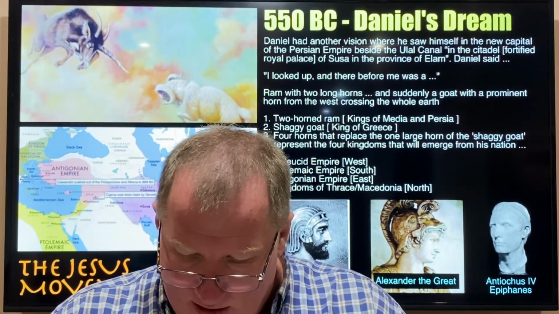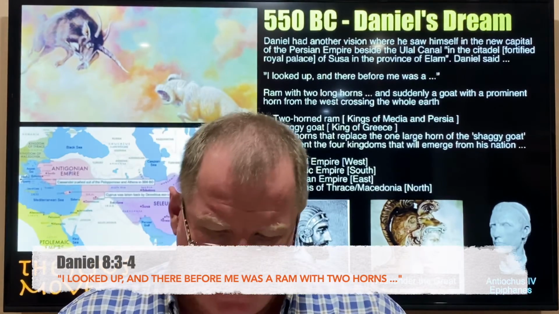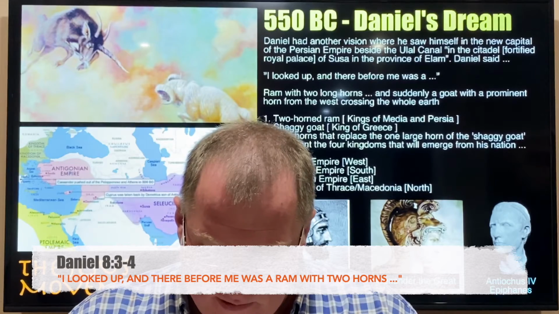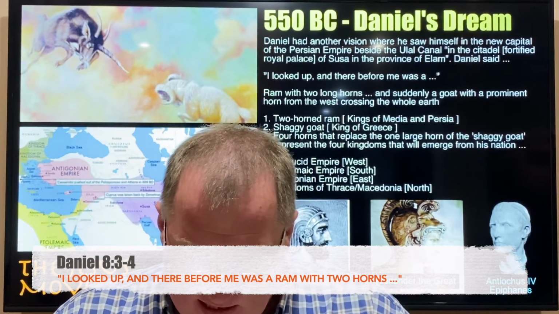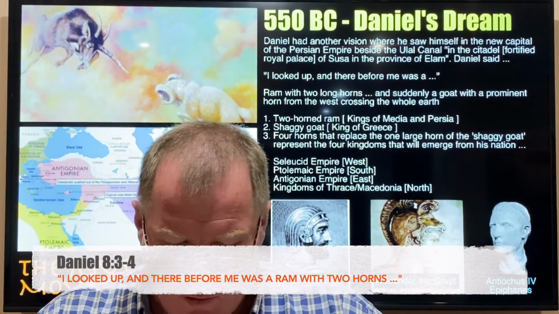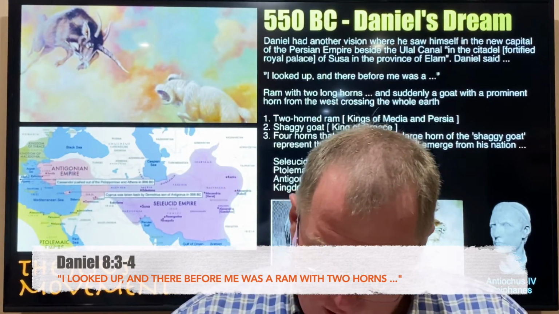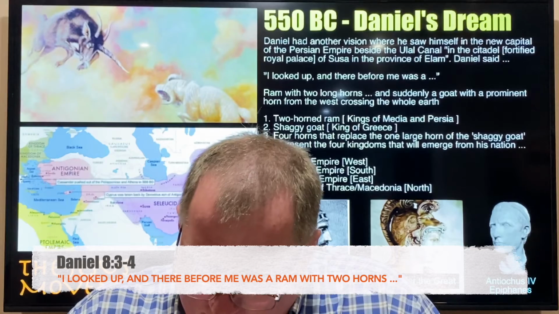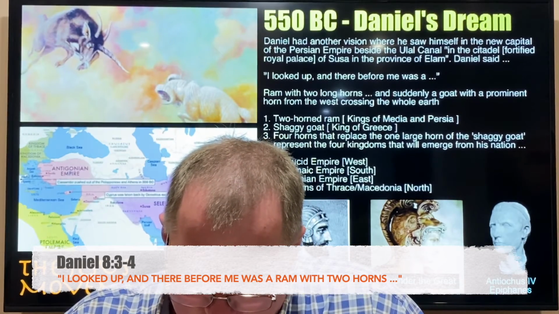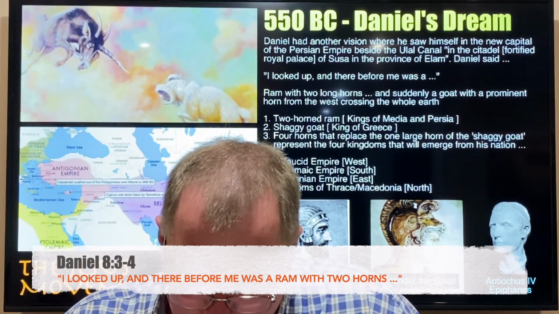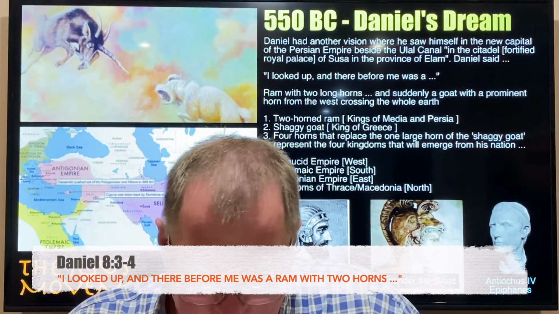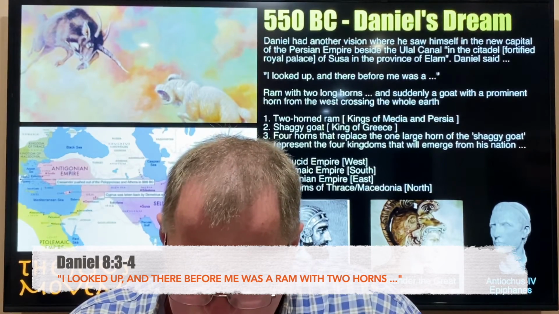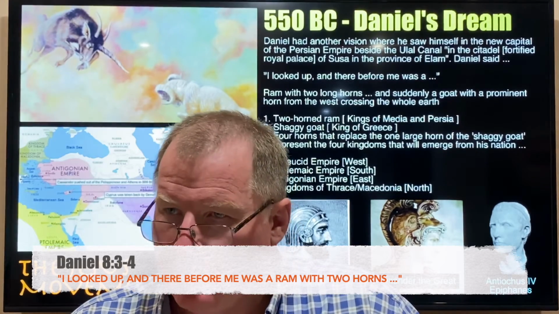So Daniel said in chapter 8 verses 3 to 4, I looked up, and there before me was a ram with two horns, standing beside the canal, and the horns were long. One of the horns was longer than the other, but grew up later. I watched the ram as he charged towards the west and the north and the south. No animal could stand against him, and none could rescue from his power. He did as he pleased and became great.